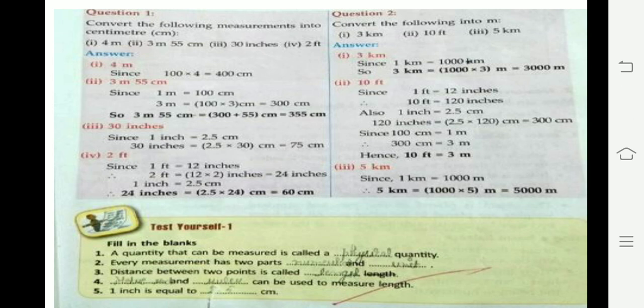5 kilometer, so in 1 kilometer 1000 meter, so 5 kilometer is 5000 meter. Test yourself. A quantity that can be measured is called a dash quantity, that is a physical quantity. Every measurement has two parts, numerical and unit. Distance between 2 points is called dash, that is the length. Dash and dash can be used to measure length. Meter rod and ruler can be used to measure length. Fifth one, 1 inch is equal to dash centimeter, that is 2.5 centimeter.